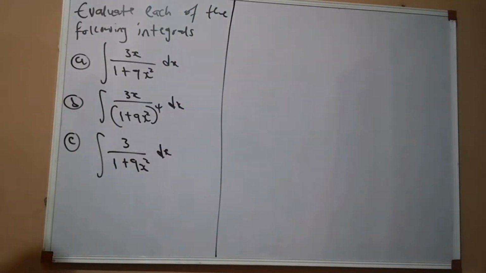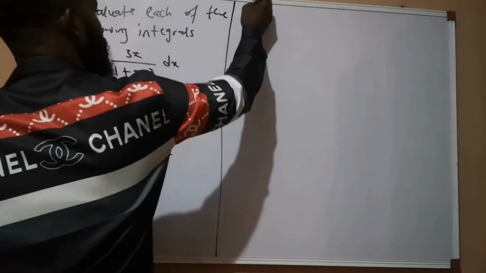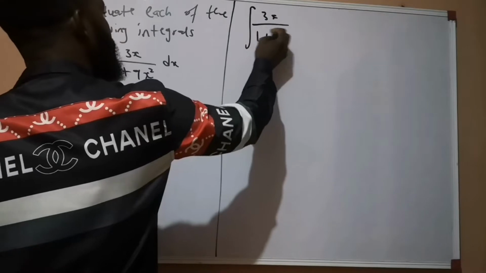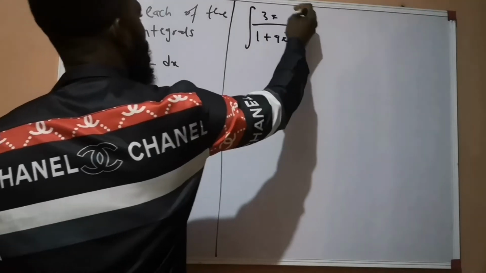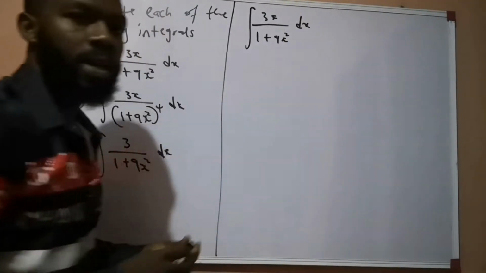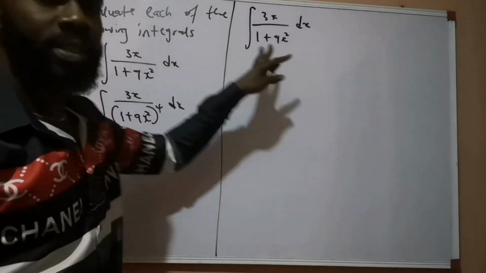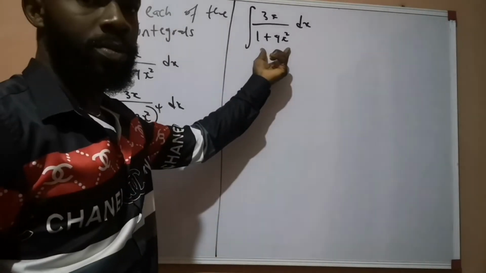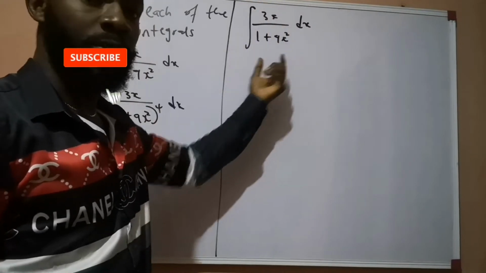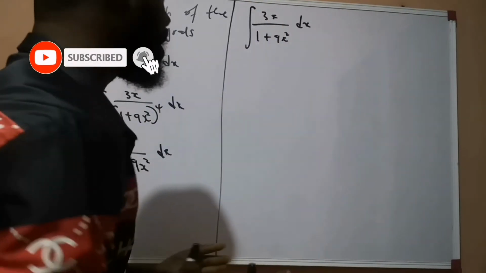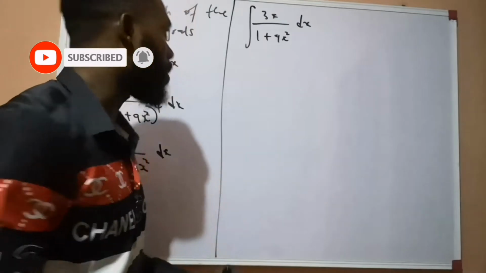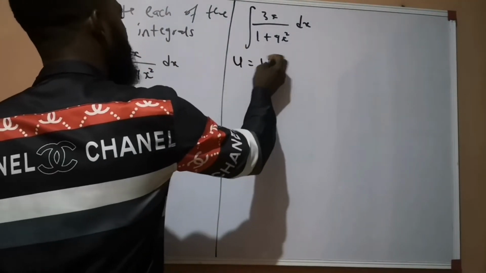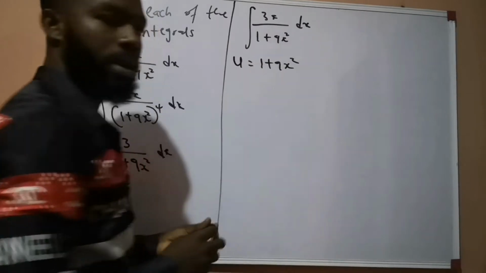The first question says integrate 3x over 1 plus 9x raised to the power of 2 dx. When you see a question like this, this is how you go about it. You work with the denominator, not the numerator, and you equate the denominator to u. So u is equal to 1 plus 9x squared.